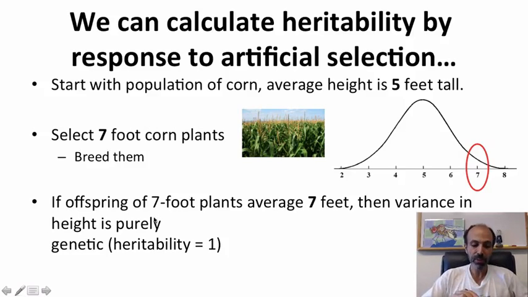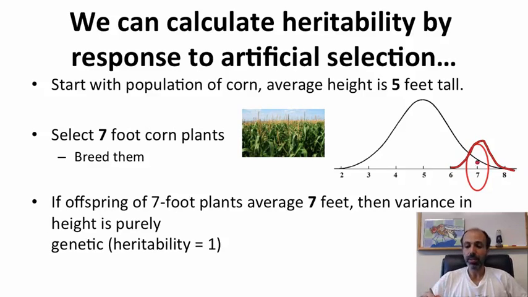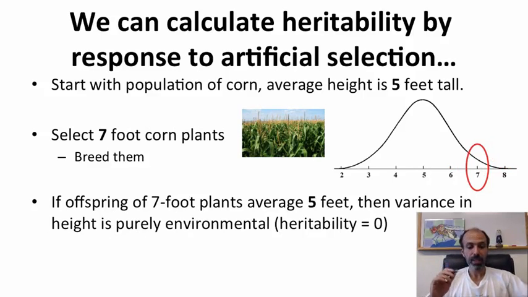Now, if the offspring of these 7-foot tall plants averaged 7 feet also, so you looked at a lot of individual offspring, and on average they ended up having a distribution that looks something like this, then that suggests that the variance that we see here is purely genetic. The heritability is 1, because the offspring inherit the traits of their parents completely. In contrast, if the offspring of the 7-foot plants were actually 5 feet instead, so instead the offspring looked more like this, then that suggests the variance in height is purely environmental, or a heritability of 0.